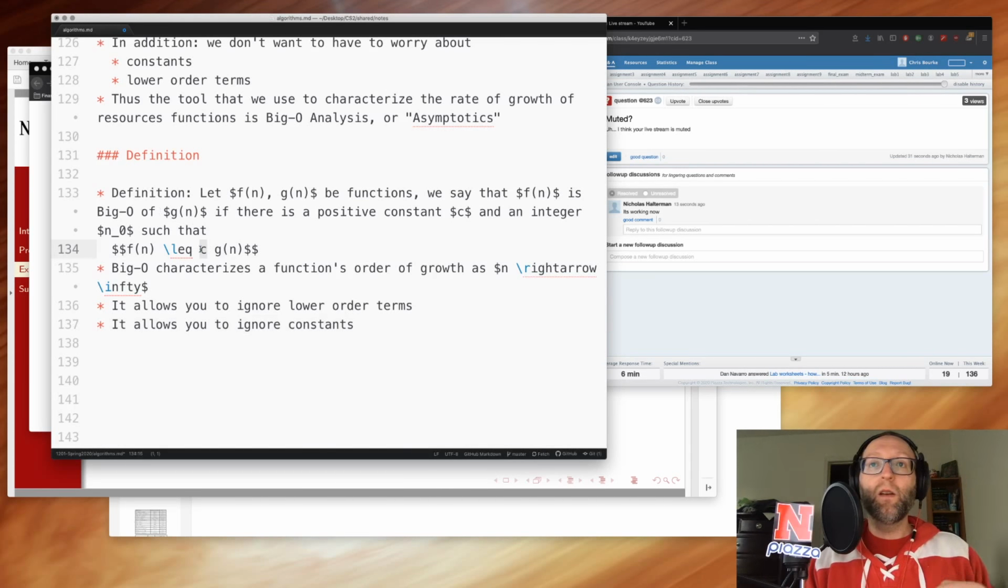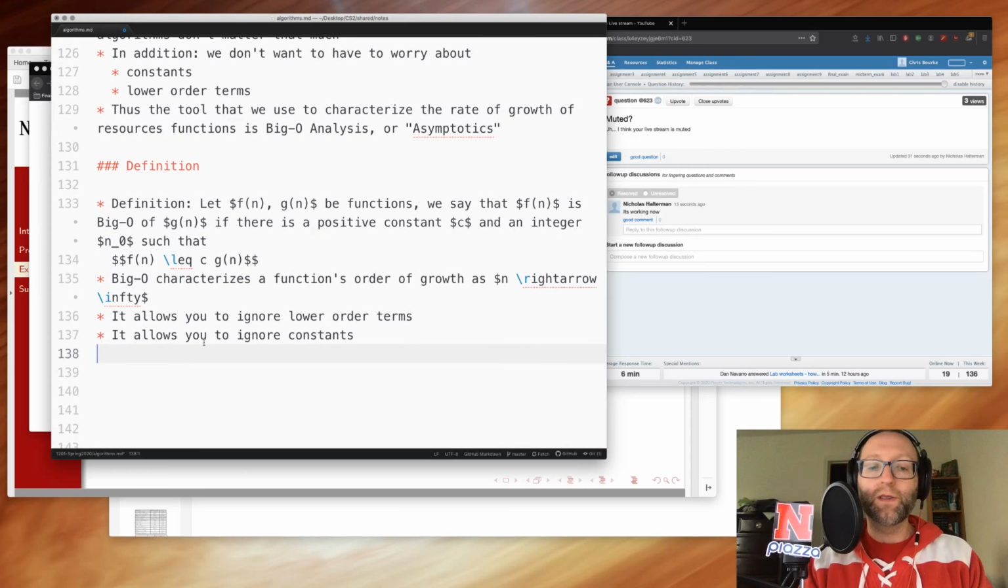It allows you to ignore constants because we don't care about that C sitting out front there. This C right here. We can change that constant to 1 billion. We can change it to 50 trillion. We can make it as small as we want. We can make it as big as we want. And ultimately, that's going to allow us to ignore those lower order constants. It allows you to focus on the most significant term in a function.